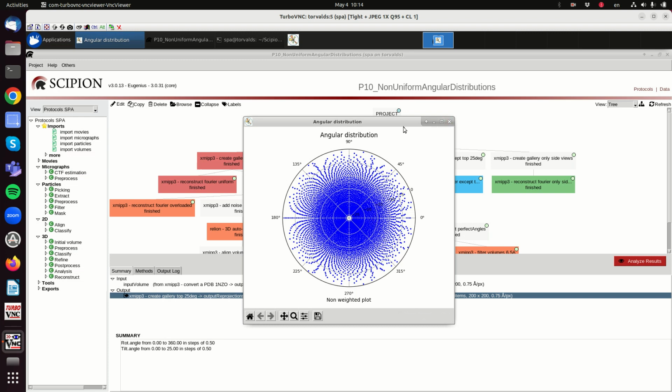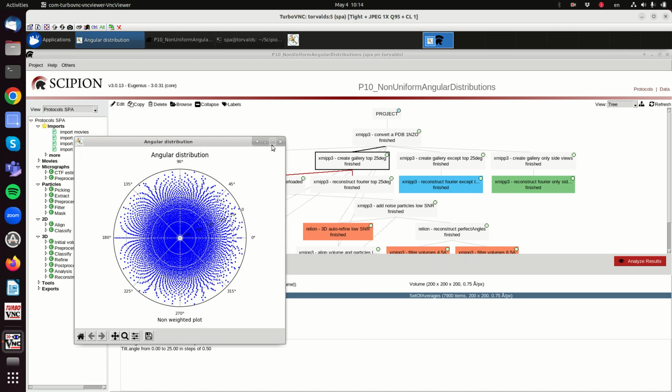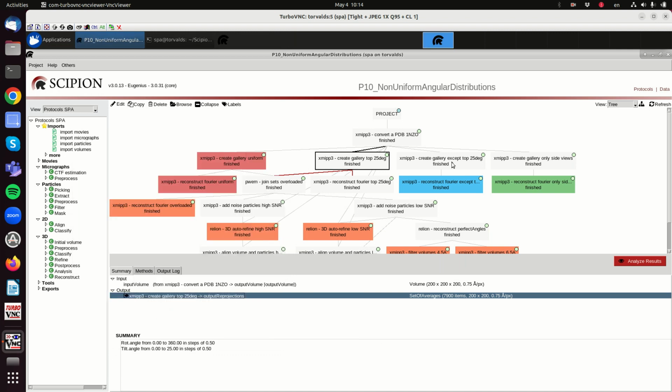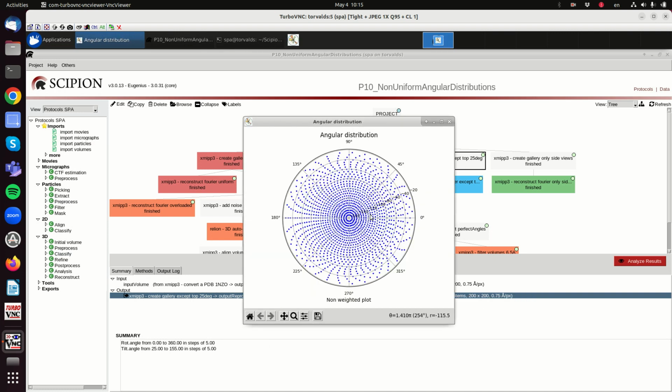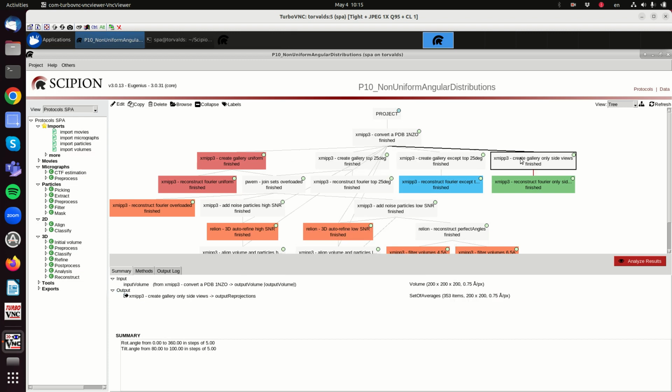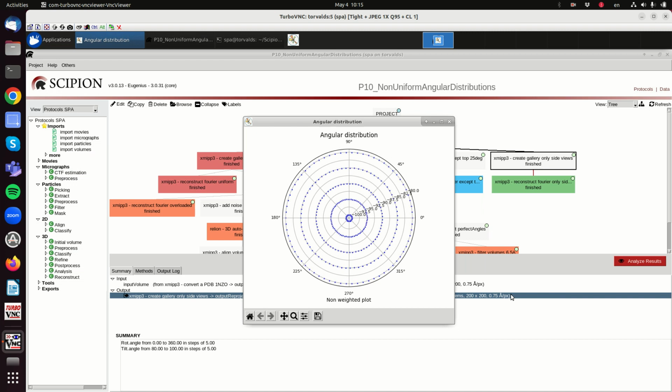and then we have also all images except those in the top view. So the top view is less populated. You can see that it doesn't go to minus 25, and then we have also here only side views. So we have only side views, and if you look at the range, we have only side views.